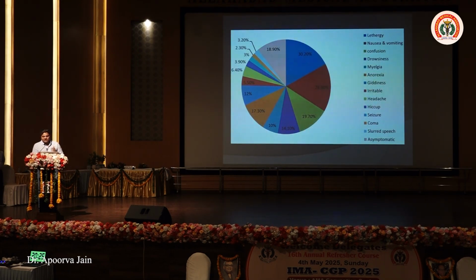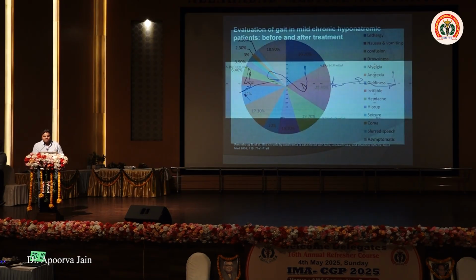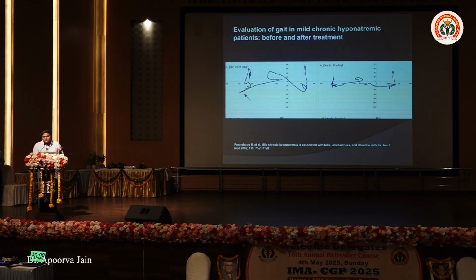So this is the array of symptoms caused by hyponatremia along with the relative distribution of symptoms. We can see that almost 19% of patients of hyponatremia are asymptomatic. They may not have any symptom, and unless the lab testing is done, it will be under-recognized. So symptoms can be very mild.